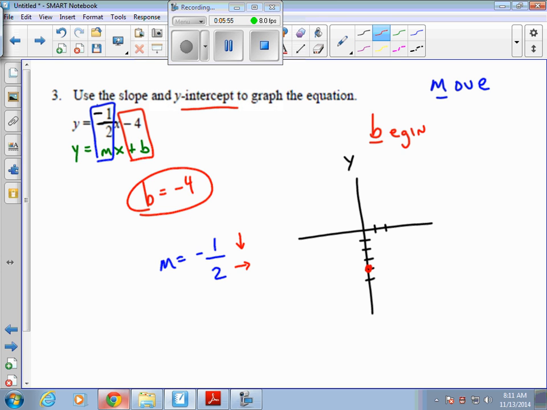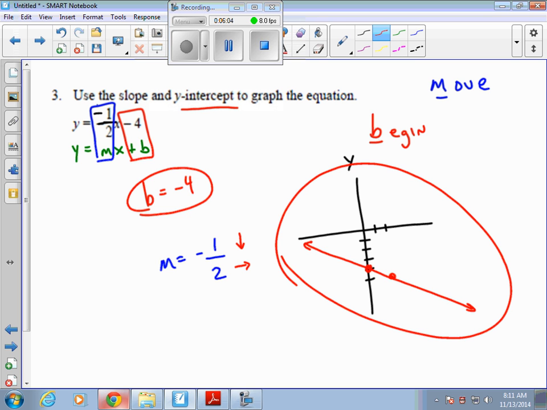Down 1 and over 2 will get you 2 points right there. And once you have 2 points, just draw a line through both of them, and the graph for your equation will look just like that. Notice we didn't have to do any manipulating. We just began at negative 4. We went down 1, to the right 2. Once we had 2 points, we connected the dots to make the graph of the equation.